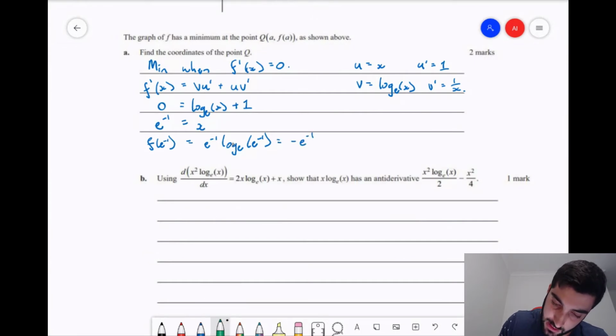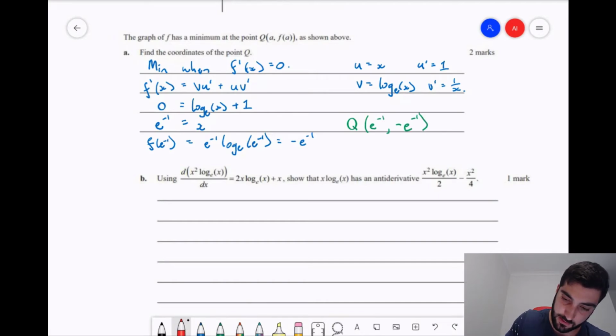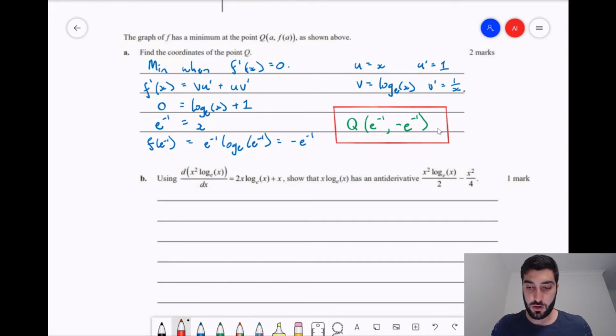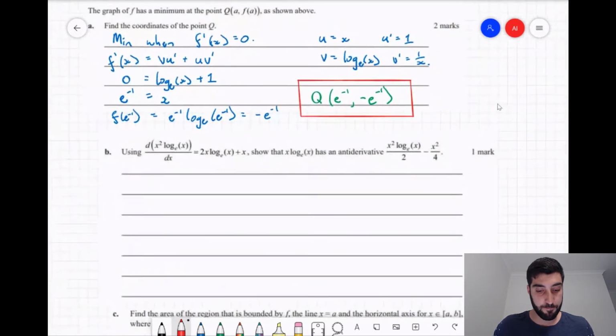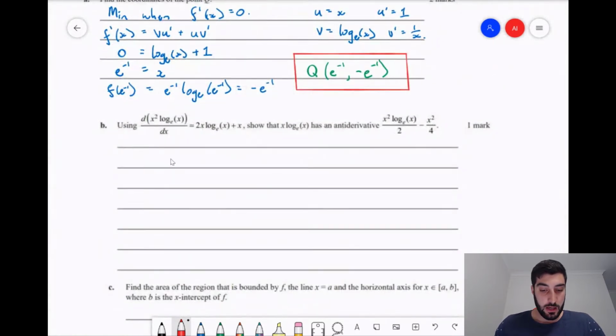So essentially our point Q would be e to the minus 1, minus e to the minus 1, just like that. Hopefully I can do a nice little box around it. Great. Not too bad so far. Moving on to question B.